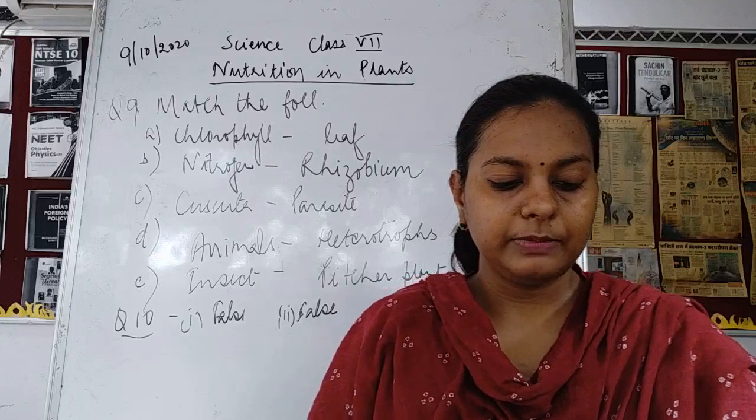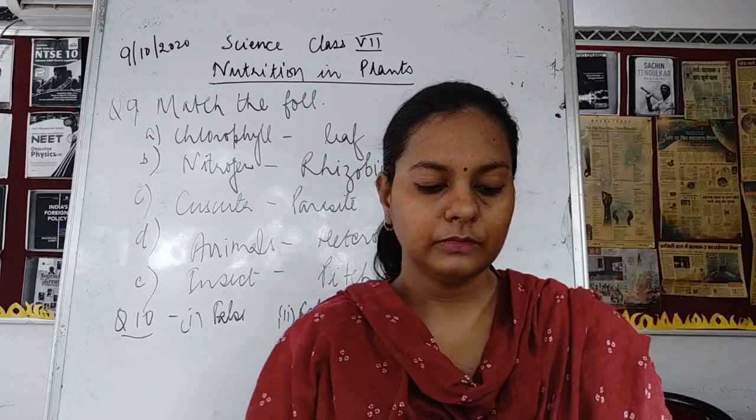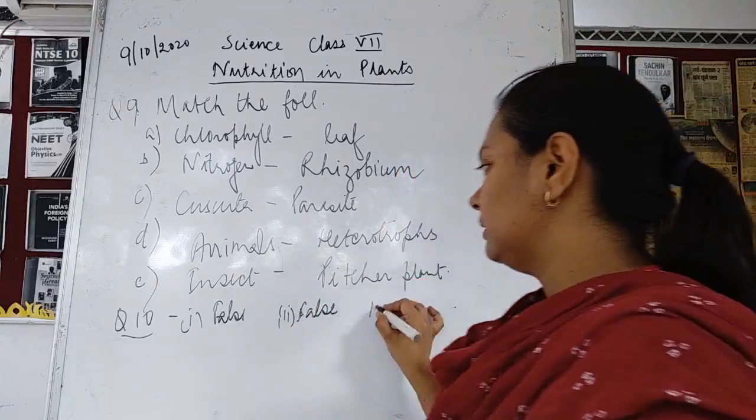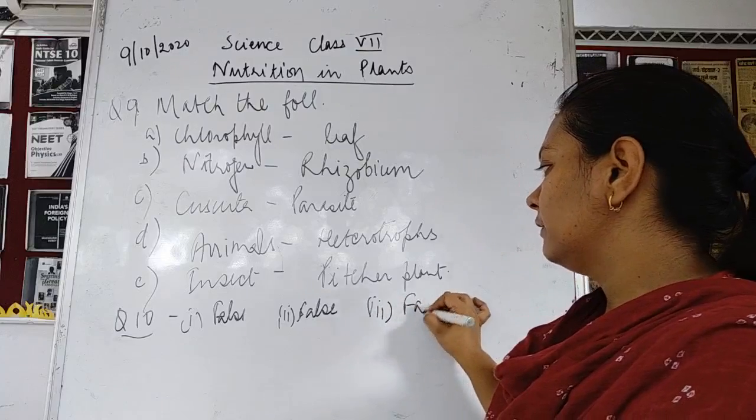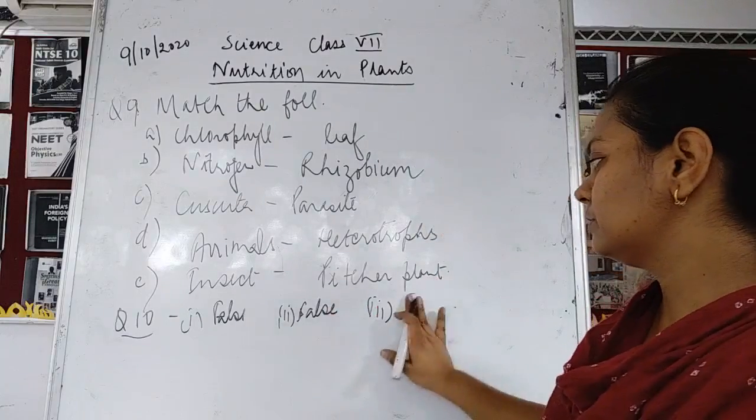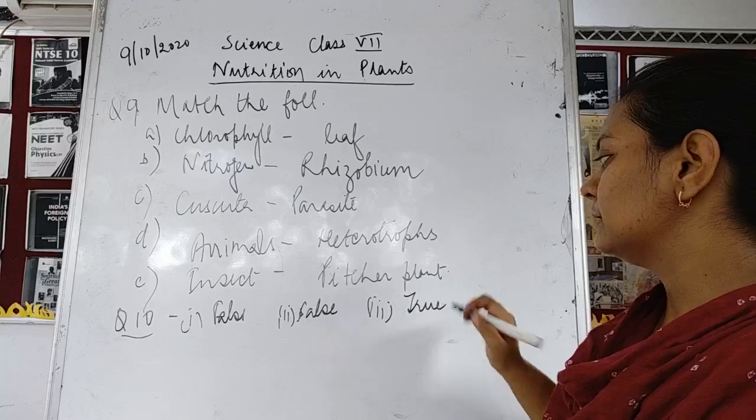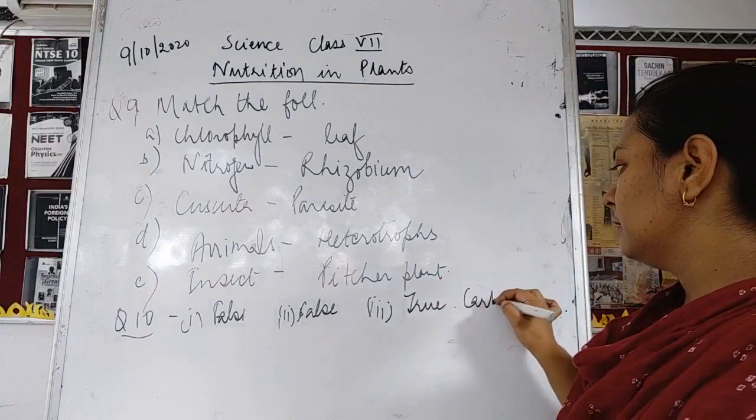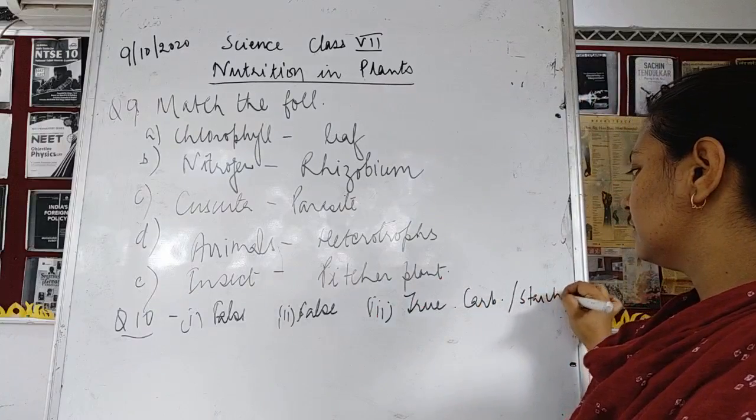The next is about the plant products. The product of photosynthesis is not a protein. Then third is false. Again, this is a false statement. The end product is not a protein. Oh, this is true. Yes, this is true because the end product is always a carbohydrate. It is a starch. Fine.